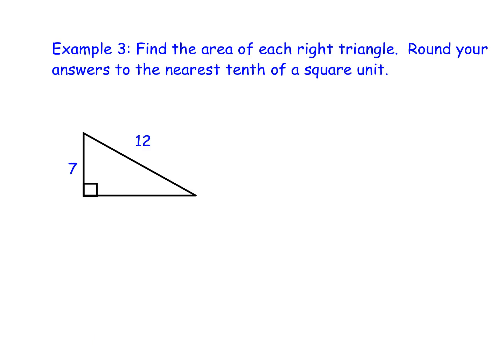Example 3 is just like the other ones, but then there's a little bit of a twist at the end. Let's pick our unknown side and call it A again. Oops, I was going to put A squared on there. I'm not ready for that yet.